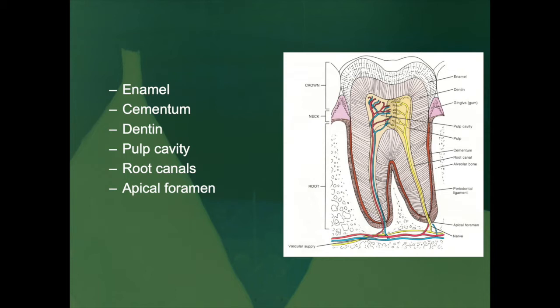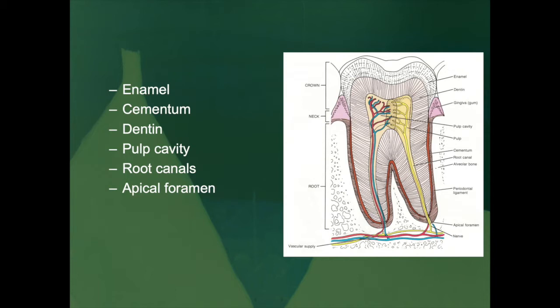Where the pulp cavity navigates through the root is referred to as the root canal. Each root canal has an opening at its base referred to as the apical foramen. Through the foramen, as we see in the diagram here, we have blood vessels that bear nutrients, including the lymphatics, which allow for protection, and then of course nerves, which we associate with sensation.